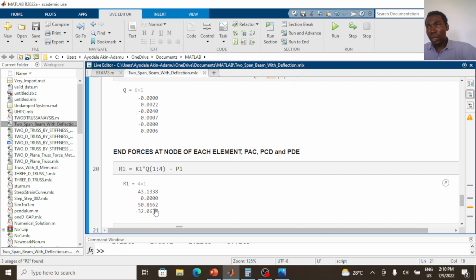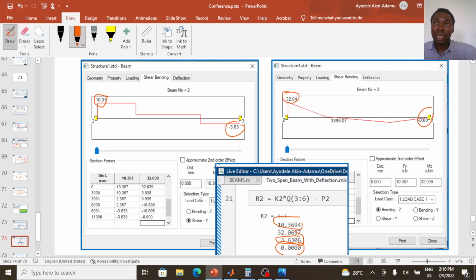This is the only beam problem I'm going to use MATLAB to solve. In my subsequent video, I'm going to solve this same problem using ANSYS in 3 methods: using the one-dimensional method, using the two-dimensional method, and also using the three-dimensional method.